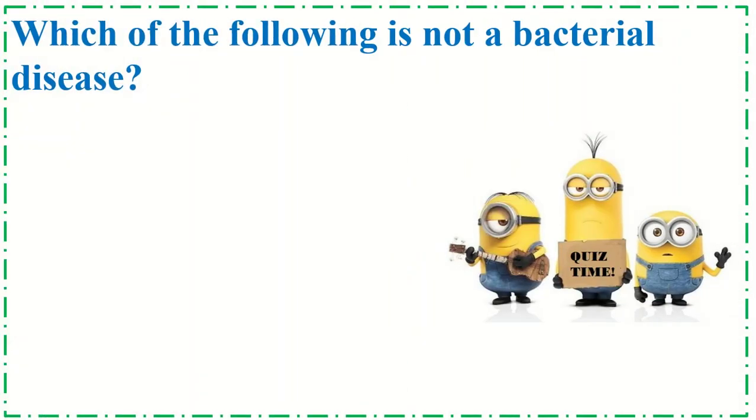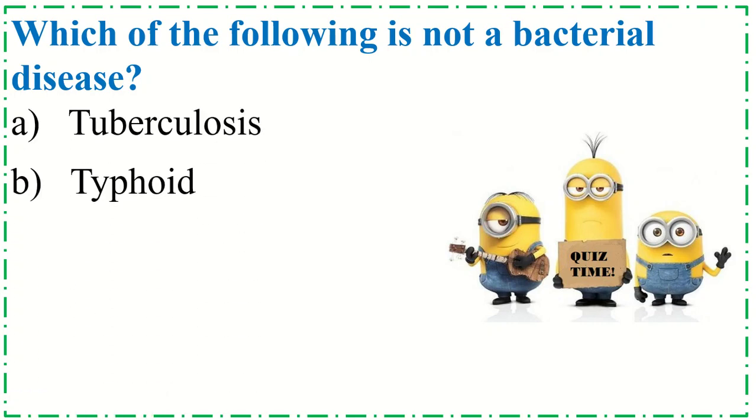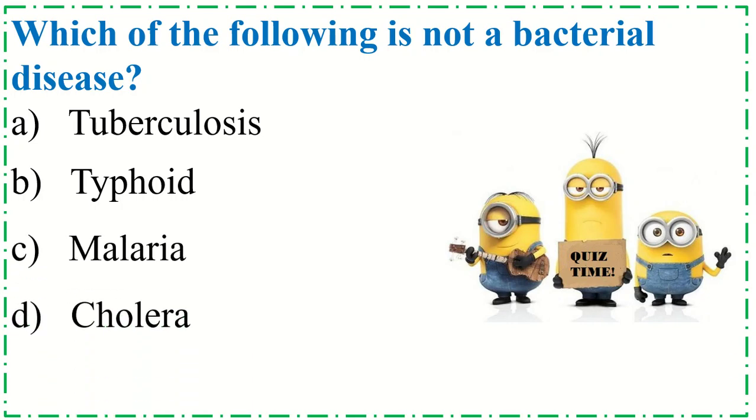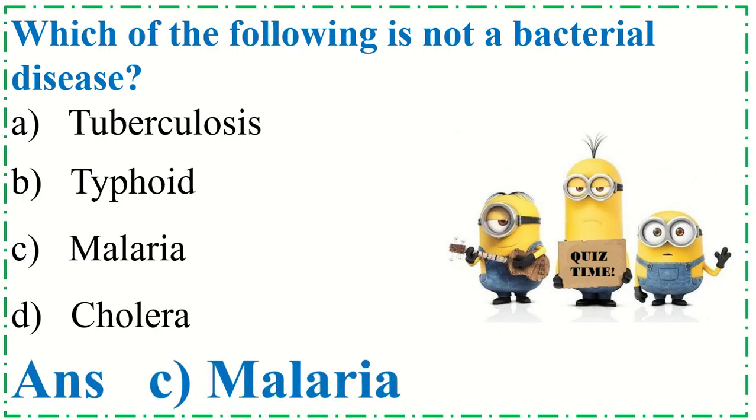Which of the following is not a bacterial disease? Option A, tuberculosis. B, typhoid. C, malaria. D, cholera. Correct option is C, malaria.